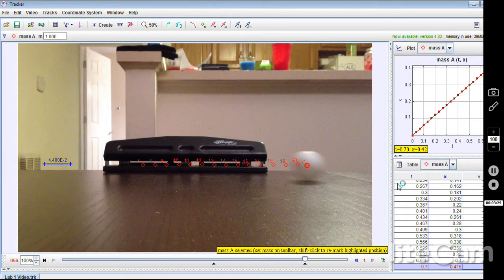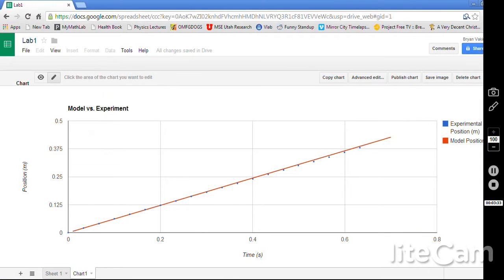Once that code is run, I was able to take the data from that and plot it against the data that I obtained in Tracker, and this is that plot. This shows that my model and my experiment matched up almost identically. As you can see, the model is the solid red line, and the experimental positions are the blue dots. Any difference in the two can be attributed to the fact that friction is in fact not negligible. It does play an effect in slowing the ball down, but in this case, they had a pretty good relationship.